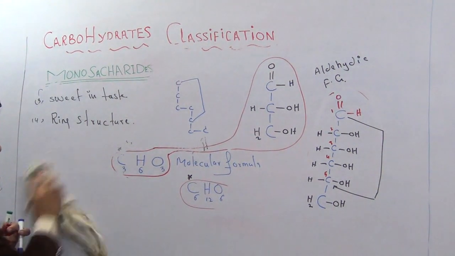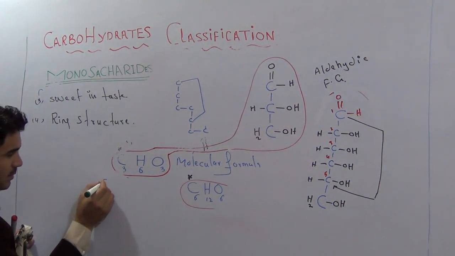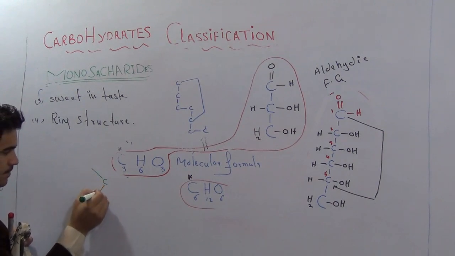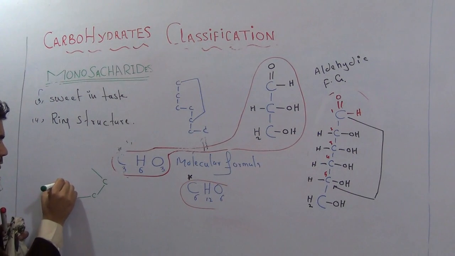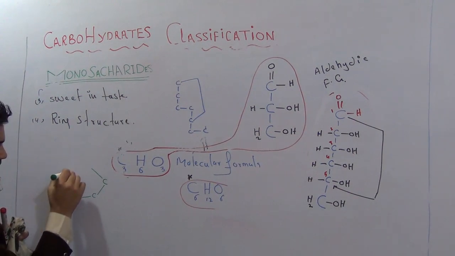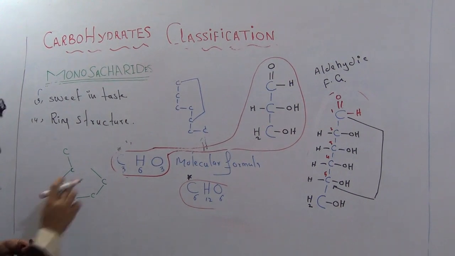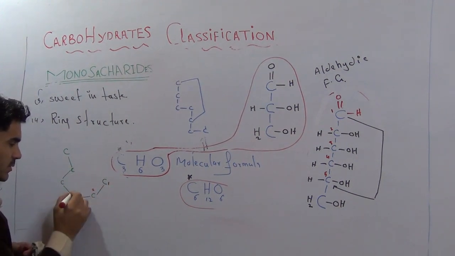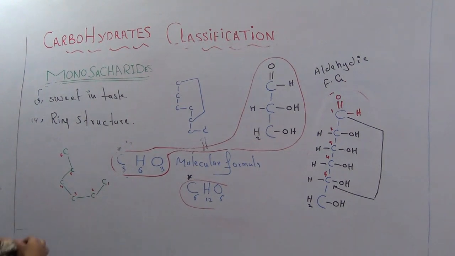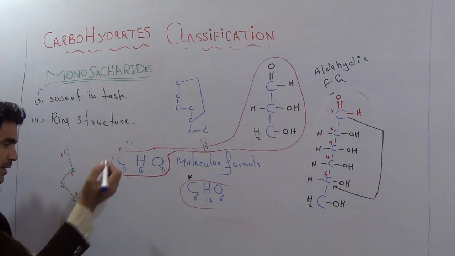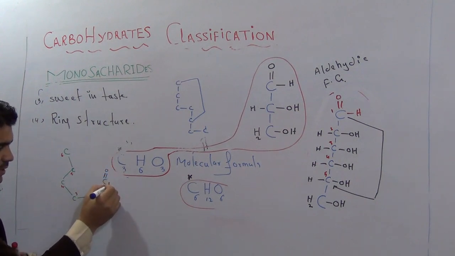Okay, here is the ring form. This is carbon number 1, carbon number 2, carbon number 3, carbon number 4, carbon number 5, and this is carbon number 6. Every carbon contains H and OH, except the first one, which contains a double bond O. So it's a double bond O, and here is the hydrogen.